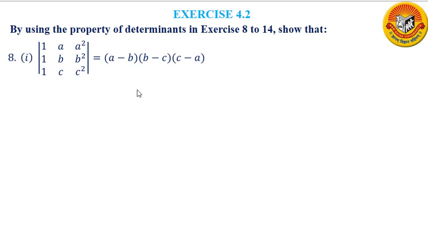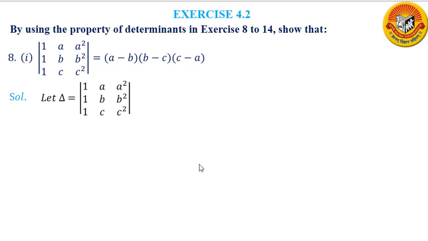Now, see in this problem 8, we have to prove that the left hand side is equal to the right hand side. The left hand side is the determinant with rows 1 a square, 1 b square, 1 c square, and the right hand side is (a minus b) into (b minus c) into (c minus a). So let us first write the left hand side. I can consider some delta equal to this left hand side determinant.